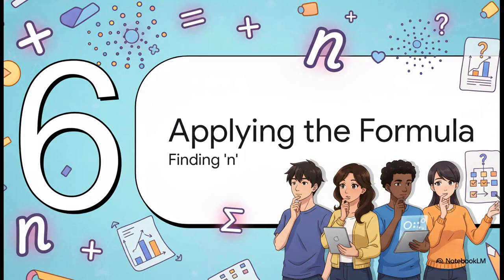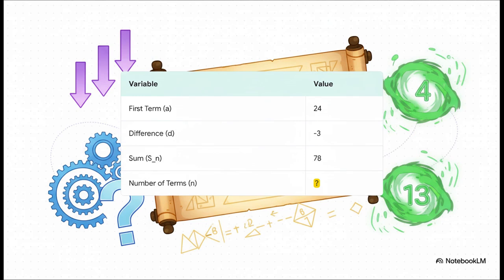So far, we've always been trying to find the sum. But what if a problem flips the script? What happens if you are given the sum, but you have to figure out how many terms it took to get there? Let's try one just like that. So here's the puzzle. We've got an AP that starts at 24 and goes down by 3 each time. We're told that the sum of some number of terms is exactly 78. The question is, how many terms, N, does it take to get that sum?